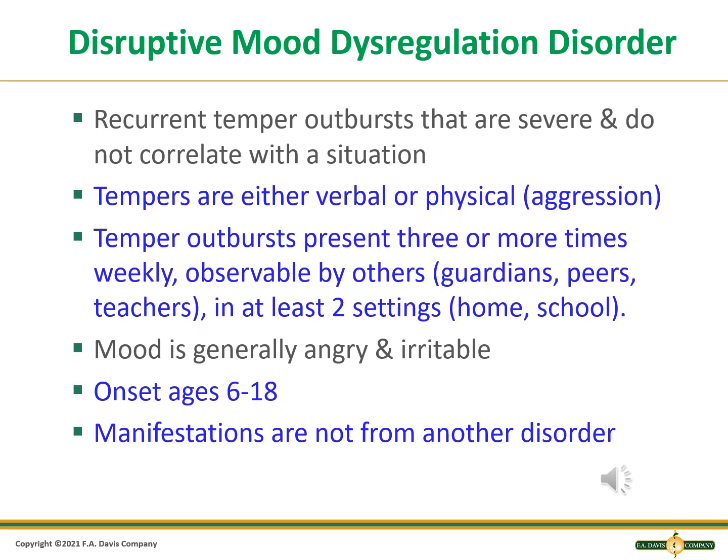The most important information to remember about disruptive mood dysregulation disorder is its characteristics, such as recurrent temper outbursts that are severe and do not correlate with the situation. Temper outbursts are present 3 or more times weekly, observable by others, guardians, peers, teachers, in at least 2 settings: home, school, clinic, etc., and they are not caused by another mental health disorder.